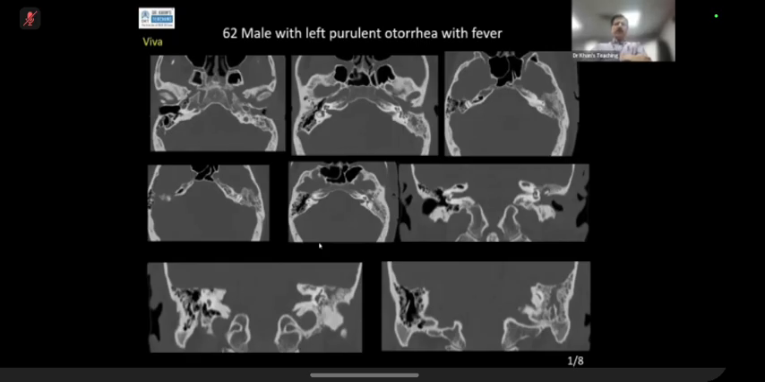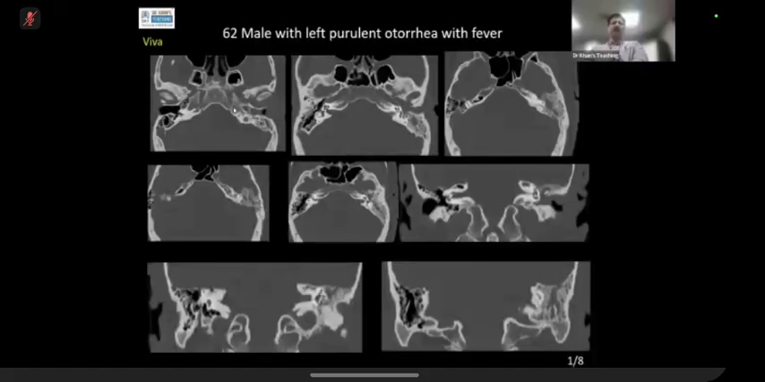So this is the last case of the day, and maybe you already know the diagnosis, but because we are doing petrous apex, I'm showing you a scan of a male patient who presented with purulent otorrhea with fever. We can see a lot of inflammation, opacification of the mastoid cells and the middle ear cavity, etc. And this is the petrous apex.